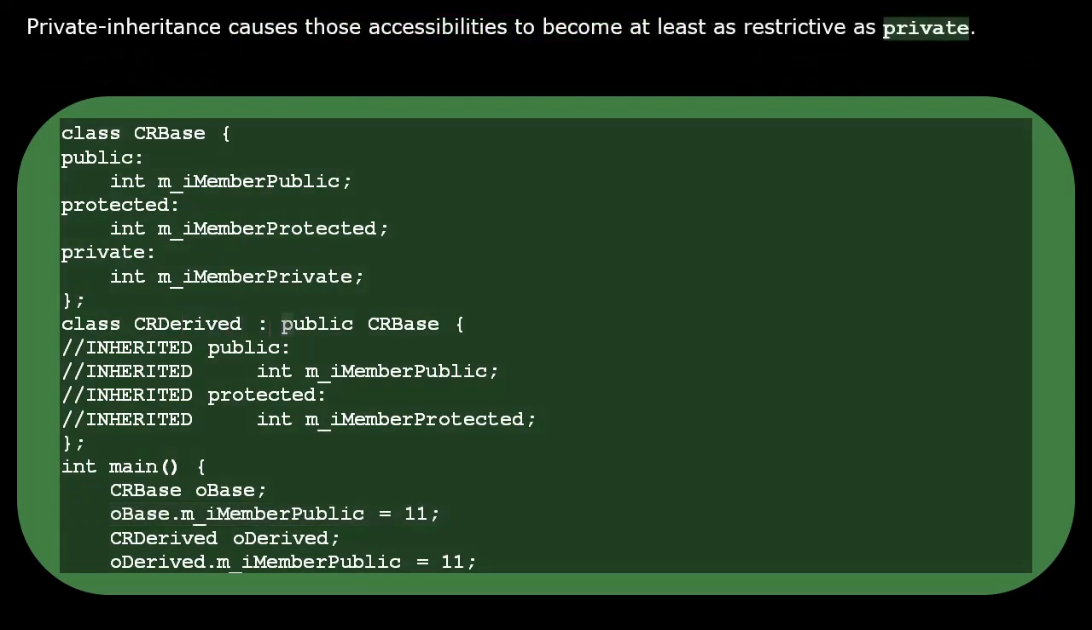But you could change to private inheritance. Now, when accessing an inherited member through the derived class, it will effectively be treated as if it had had private accessibility.